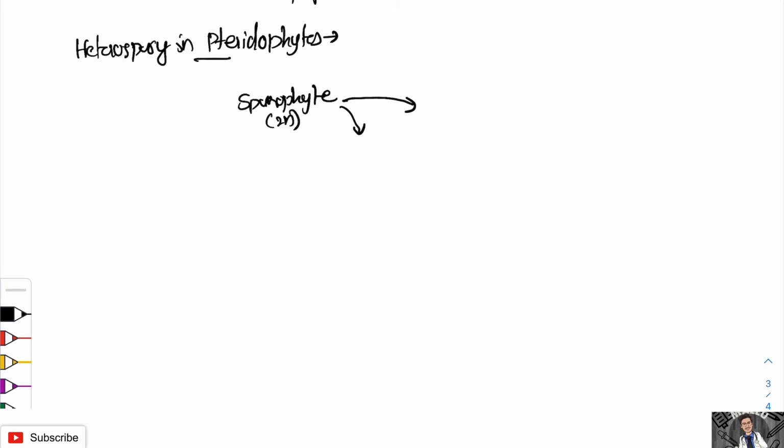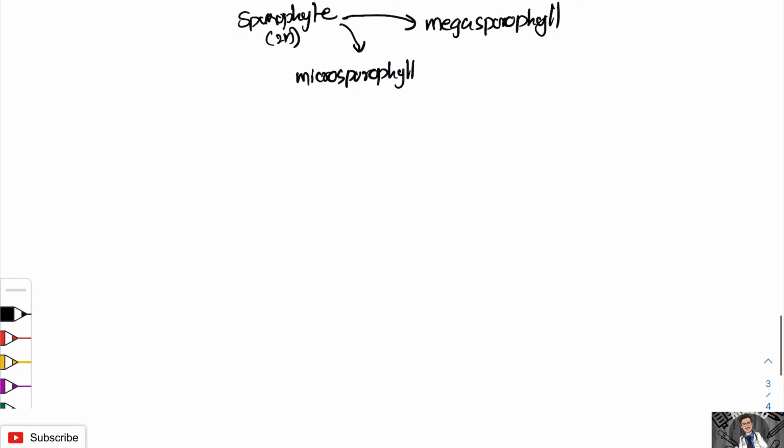When it comes to male, we call it microsporophyll, and when it comes to female, we call it megasporophyll. Factually speaking, it refers to the size of the leaves. In case of male, it will be small, so we call it microsporophyll, and in case of female, we call it megasporophyll, just the English terms. And now microsporophyll produces the microsporangia, and the megasporophyll produces the megasporangia.